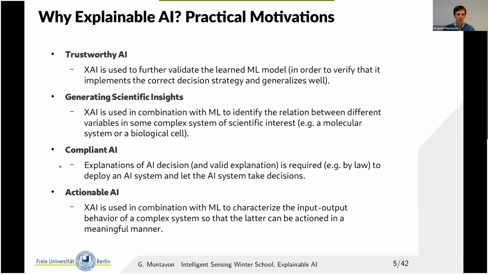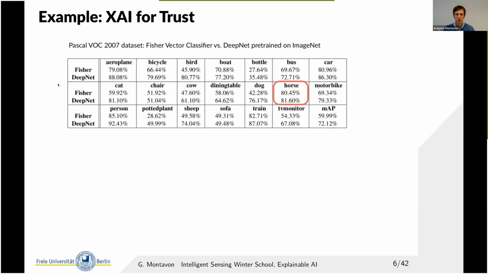I will not go into depth for the last three. I will rather just highlight the trustworthy AI aspect with an example, which you might already have seen. This is a data set, Pascal VOC 2017. It was one of the popular data sets for computer vision 10 years ago. And it is composed of different classes. And here you have the test set performance of two models, a model based on Fisher vectors and a deep neural network pre-trained on ImageNet.